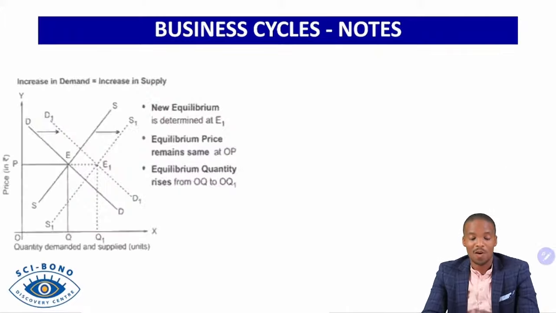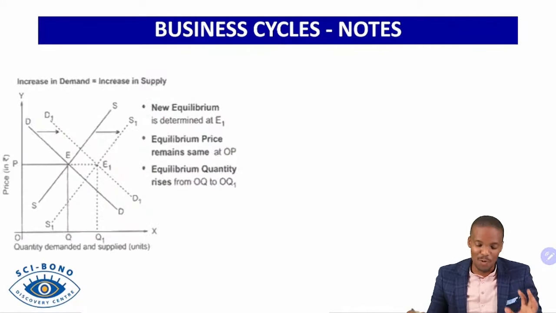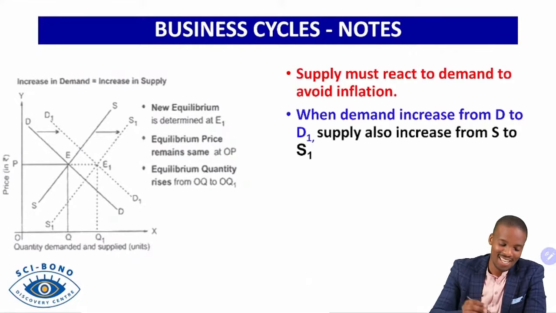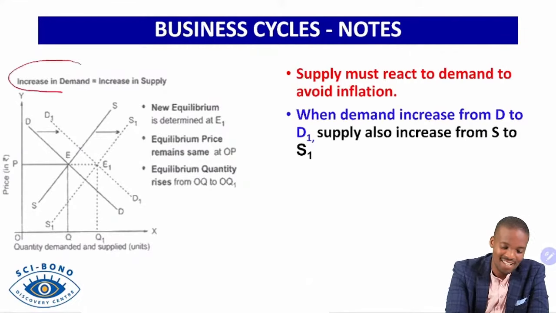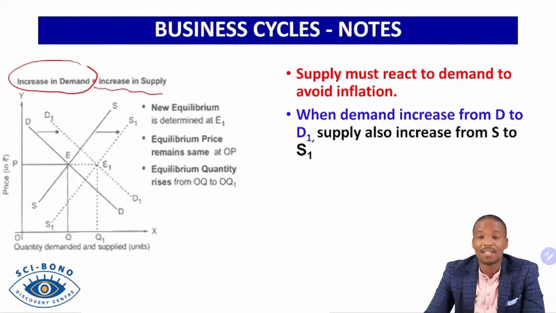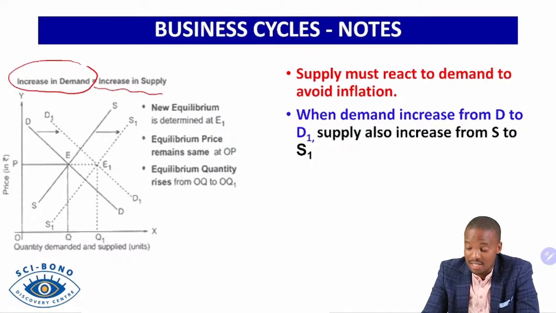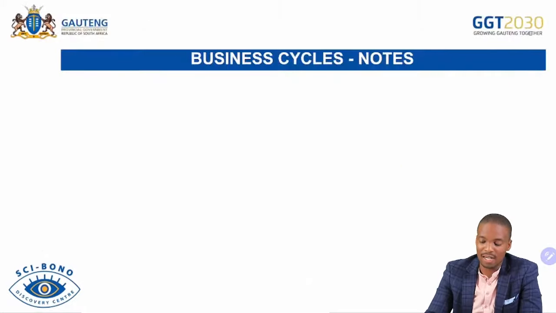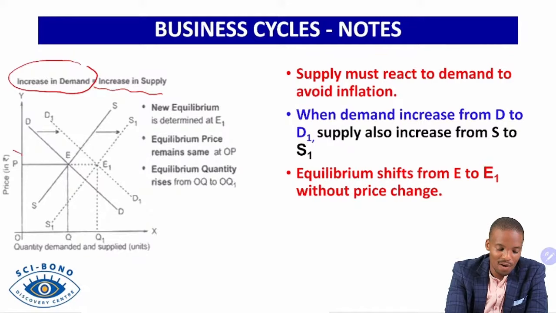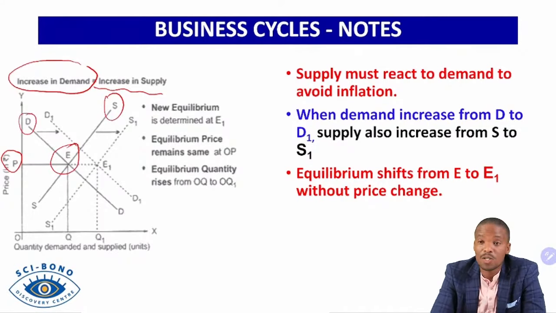And therefore, what is the desirable output? What do we wish for? We're saying if demand increases, we expect supply also to do what? To increase. We expect supply also to increase. So if you can look at this graph now, we had our original price at P, and then the original equilibrium there at E, where demand was equal to supply.